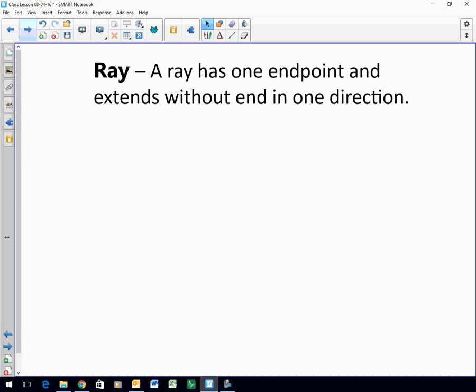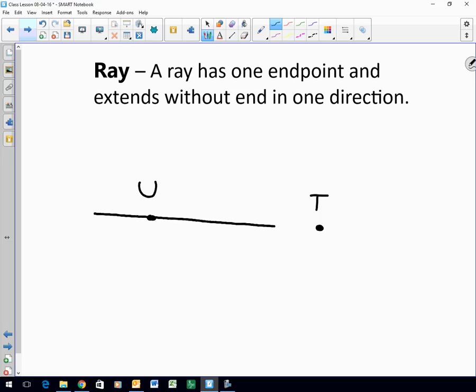A ray. Oh, good old rays. A ray is almost like the combination of a line and a line segment. Now, there's probably some really good geometry teacher out there that would say that's not true, and he's probably right. But for our principles, we started with U, we added T. If you'll recall, we started with a line, and our line went through UT and had arrows on the end. A ray has one endpoint and extends without end in one direction. And it can go either way that you want it to.